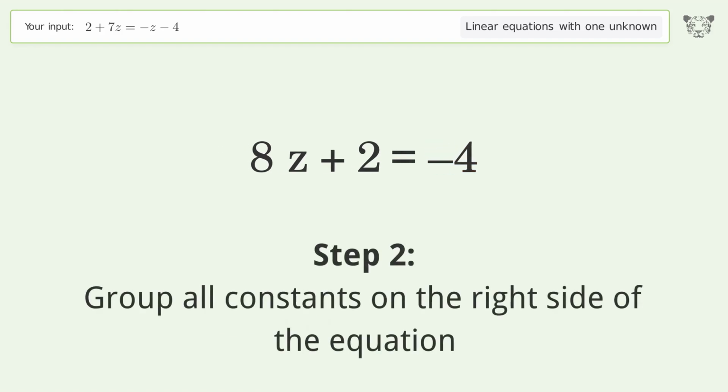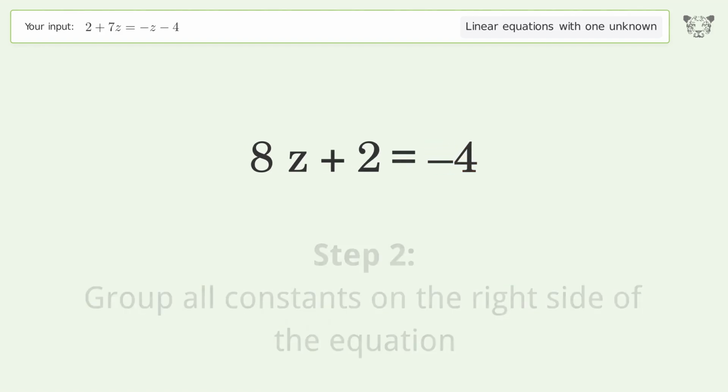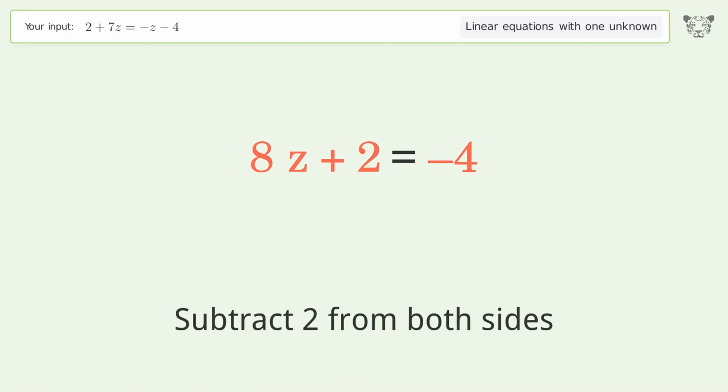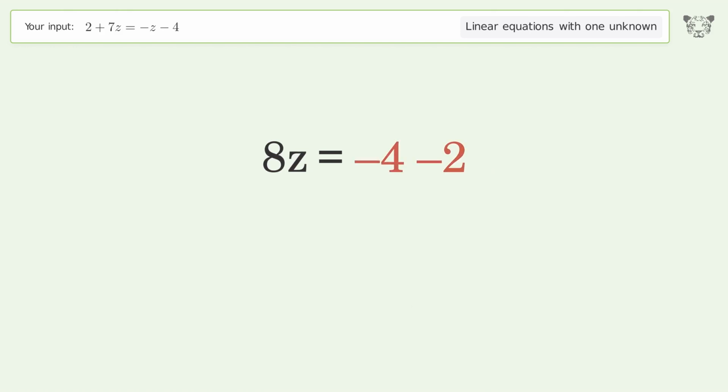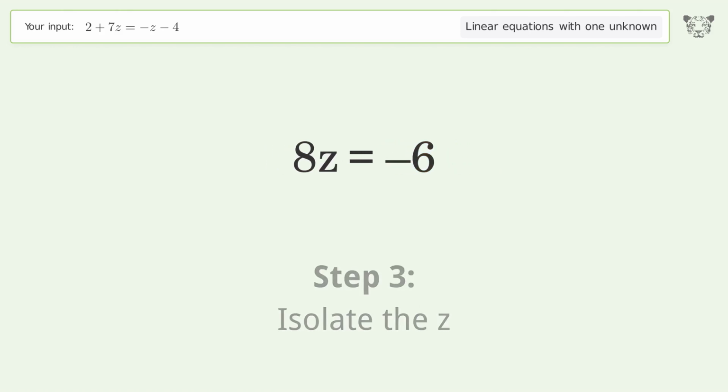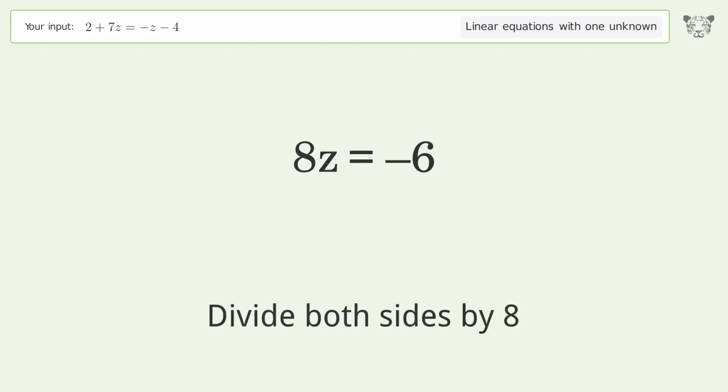Group all constants on the right side of the equation. Subtract 2 from both sides. Simplify the arithmetic. Isolate the z. Divide both sides by 8.